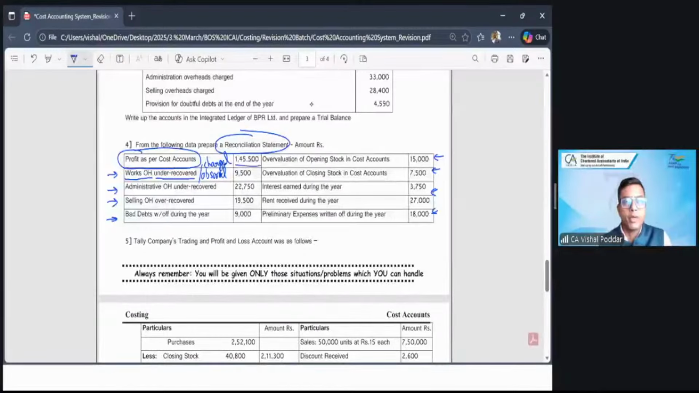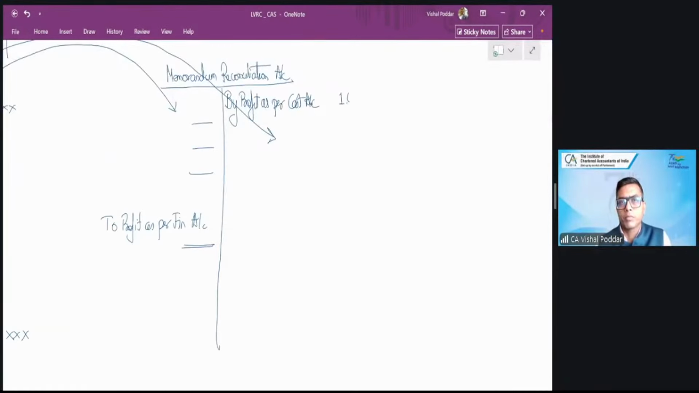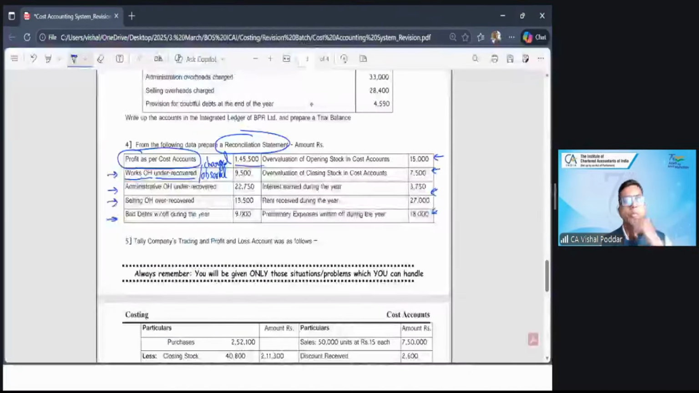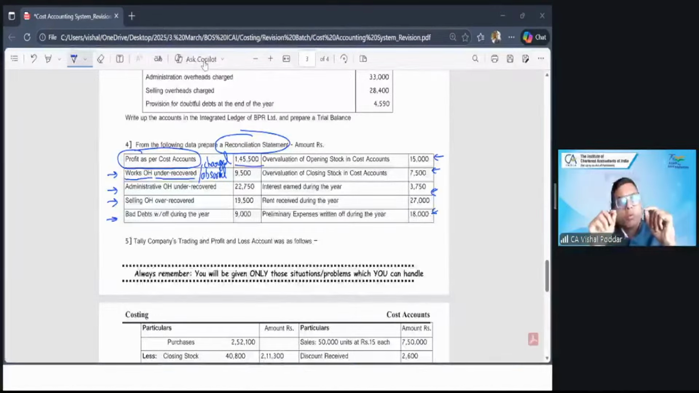So it is 145,500. Correct? Now, what is given over here? Works overheads are under recovered. Under recovered, under charge means what? Please understand the meaning, that the expense is more in financial books and less in cost accounting books. That is why it is under charge or under absorbed. Now, please understand what will be the impact on your profits. So these represent profit. This is cost profit. This is financial profit.